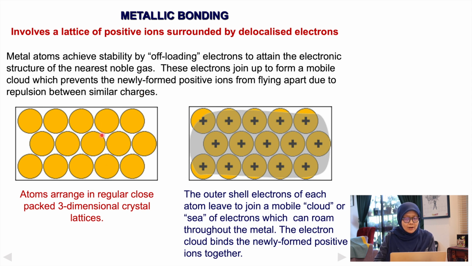So in this diagram, the atoms arrange in regular close-packed 3D crystal lattices, and this is where we have the formation of the positive ions and also the formation of the electron cloud or electron sea. The outer shell electrons of each atom leave to join a mobile cloud or sea of electrons, which can roam throughout the metal. That's why they are called delocalized electrons. The electron cloud binds the newly formed positive ions together. This is where the metallic bond is formed.